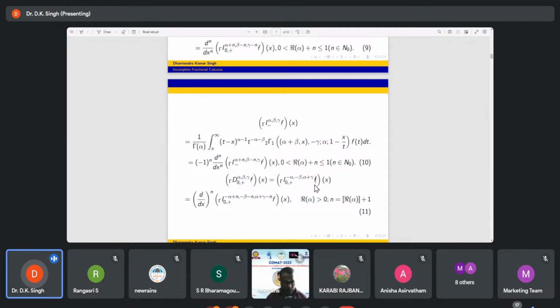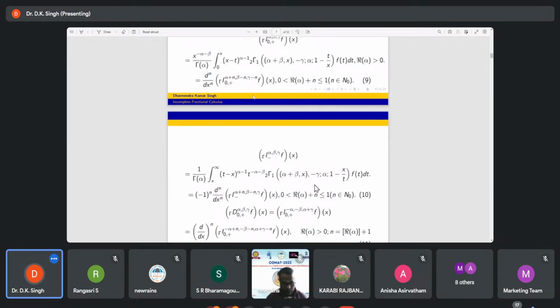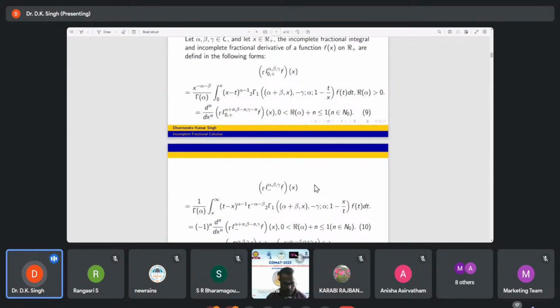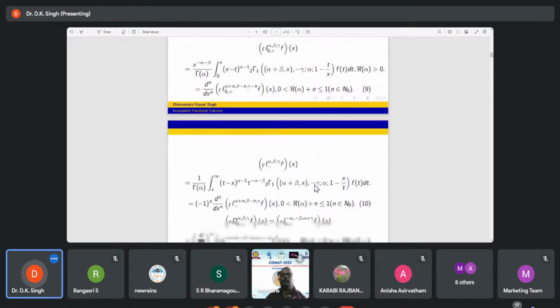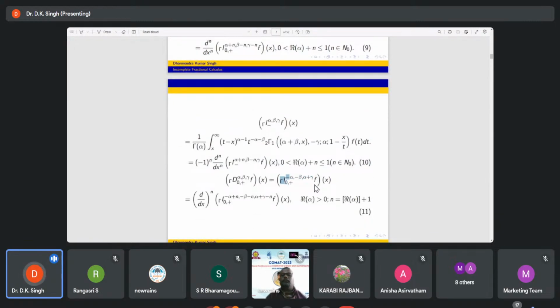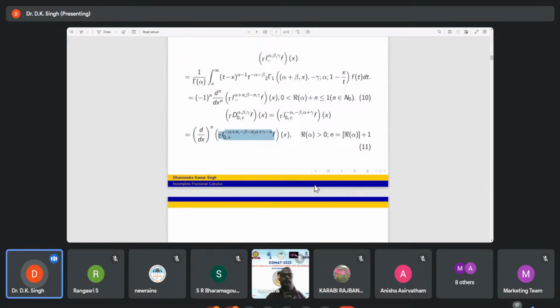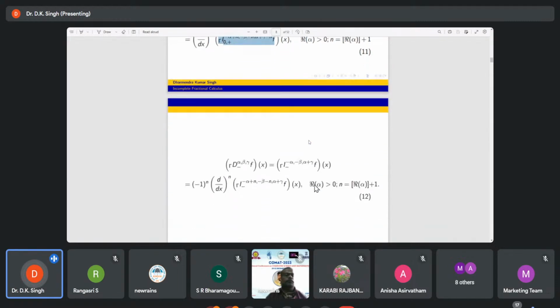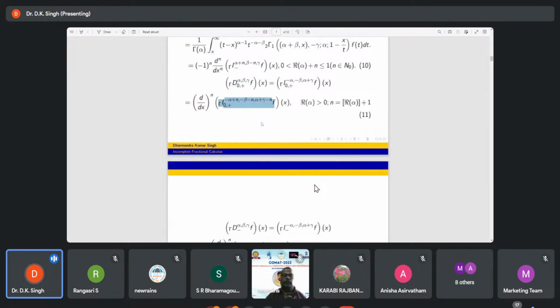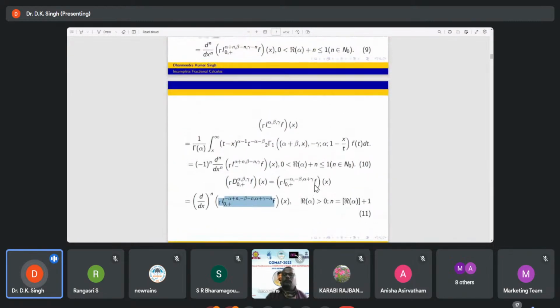Also, as I have already told you, the incomplete fractional integral can be represented as the antiderivative of the incomplete fractional integral. So I am trying to write this incomplete fractional integral in the form of an antiderivative of an incomplete fractional integral. This is the condition: real alpha is greater than 0 and n is equal to real alpha plus 1. After that, there is another form, because we have already discussed it earlier.